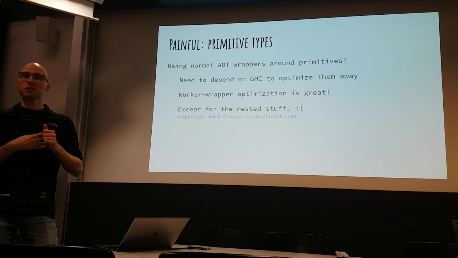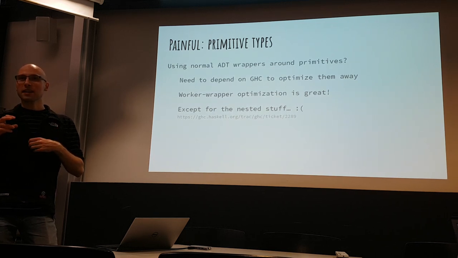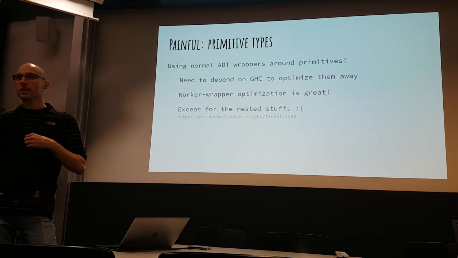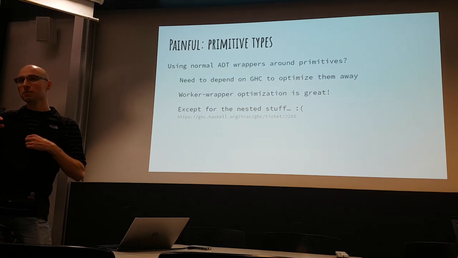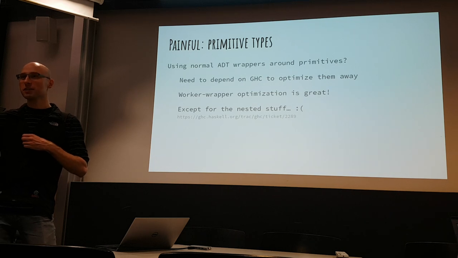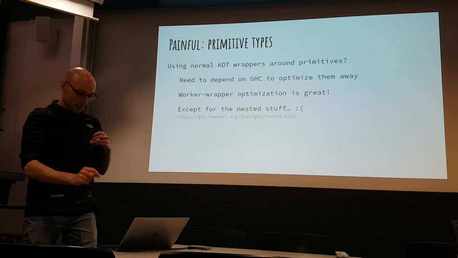So especially if you return something like an unboxed tuple that has an ordinary Int, and you would really like to have GHC turn that into an unboxed tuple that has an Int#, the machine integer, it doesn't work.